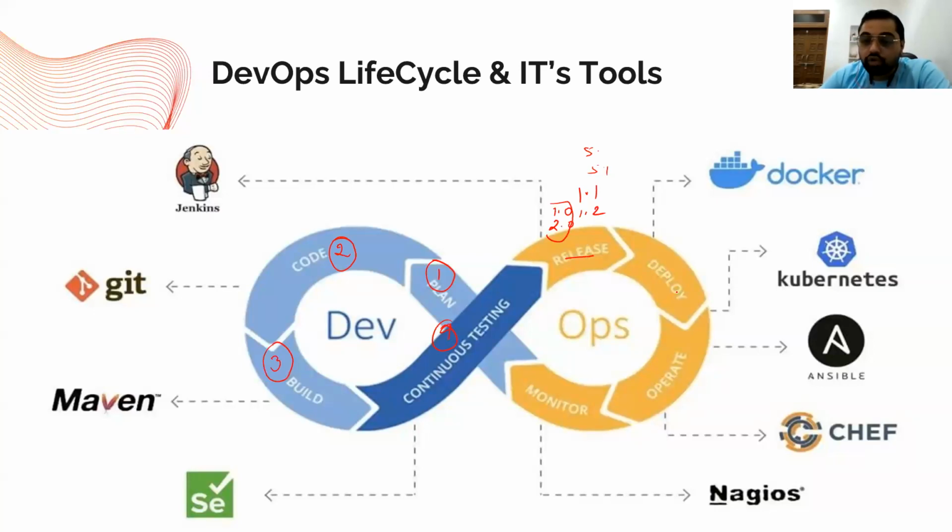And deploy means you deploy your application on the servers. Servers can be on the cloud, on bare metal, or on premises. It can be anywhere. After deployment, there is operation: the part of the life cycle where you operate your application.